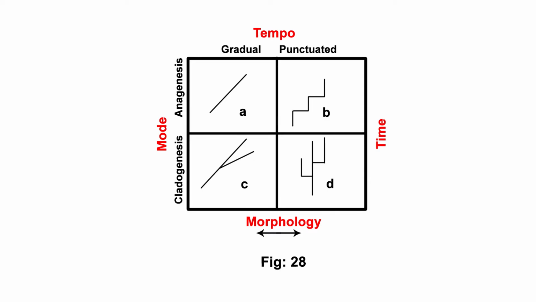Figure 28 has been divided into 4 parts. A shows gradual evolution, B shows punctuated evolution, C shows gradual evolution with splitting, that is cladogenesis, and D shows the cladogenesis with more than 2 clades descending over time.